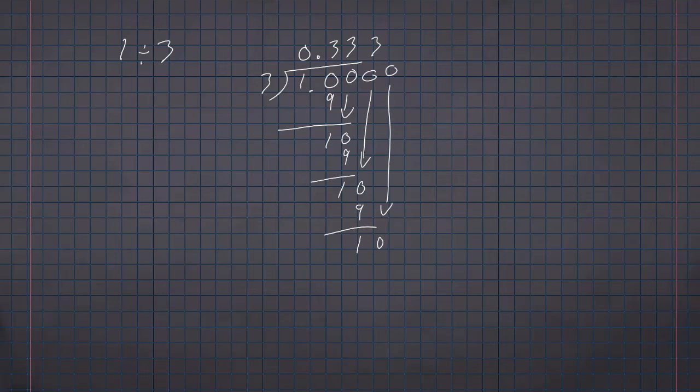Weren't we just here? 3 goes into 10 3 times. 3 times 3 is 9. Subtract that off, you get 1. There's a remainder, so add another 0 and drop it down. Again, 3 goes into 10 3 times, 3 times 3 is 9, subtract that off, you get 1. Again, and again, and again.